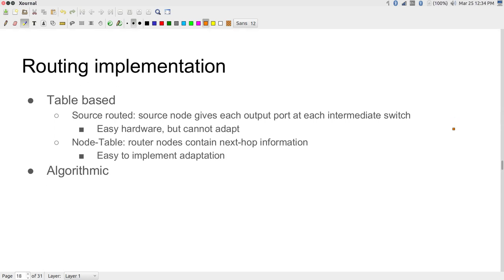How does routing get implemented? How do you actually implement this in practice? There are many variants.